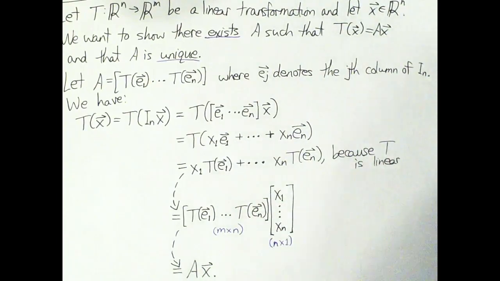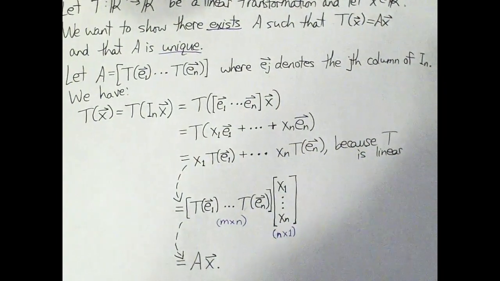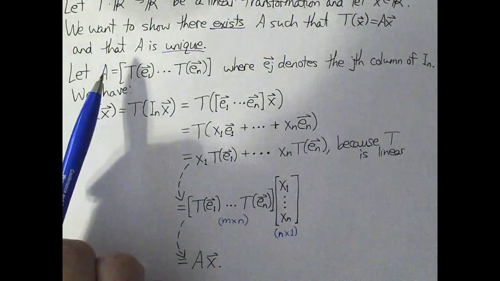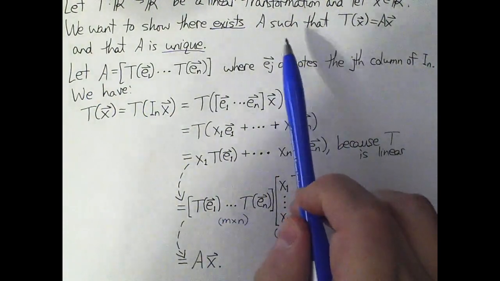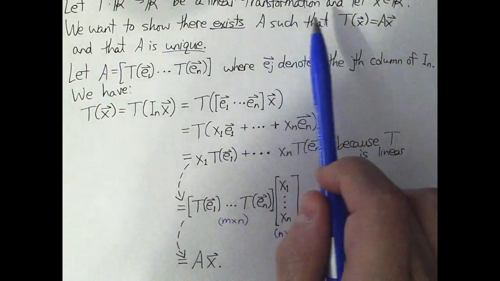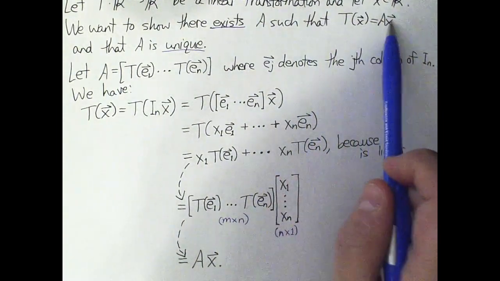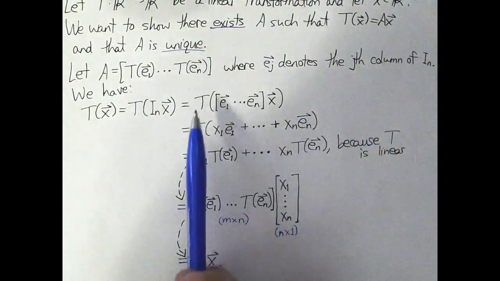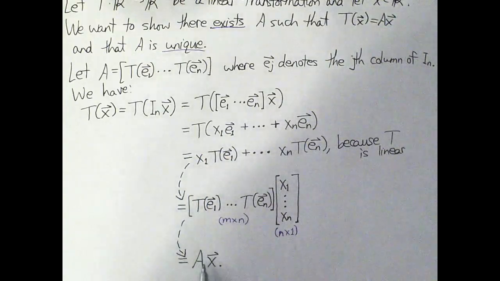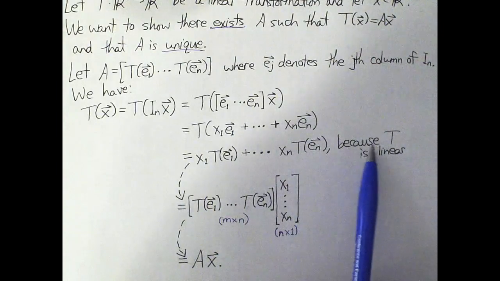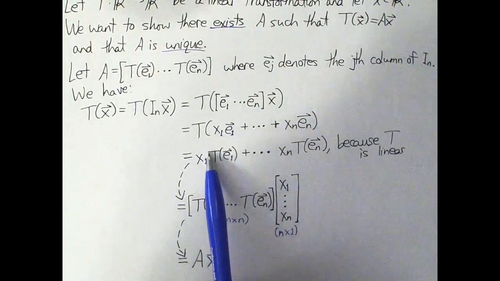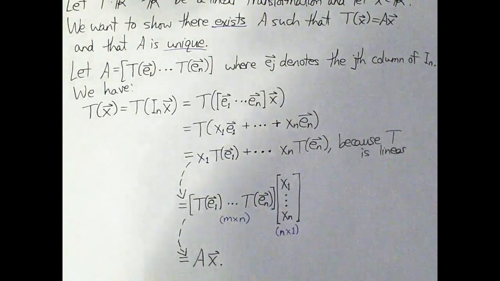Okay, so what did we do here? We said let A be this matrix, and then we showed that that matrix has the desired property. It has T of X equals AX. And the way that we did that, sort of the key step, was using the fact that T is linear to take this and break it up. I think that that was important. And that's why Theorem 10 only applies to linear transformations.